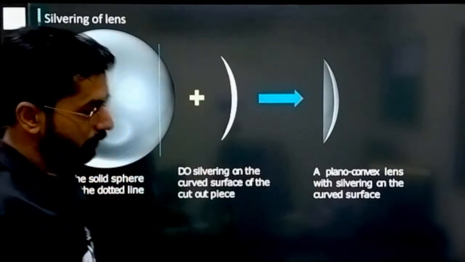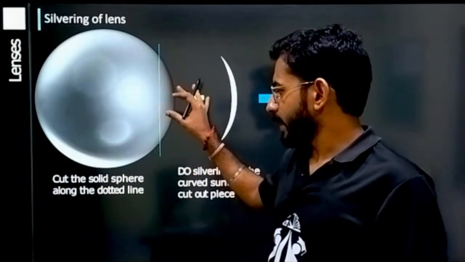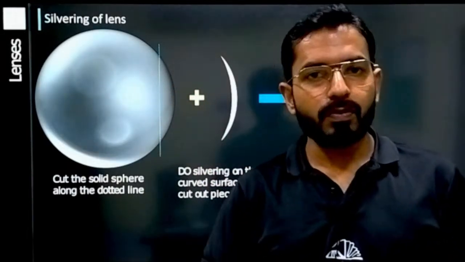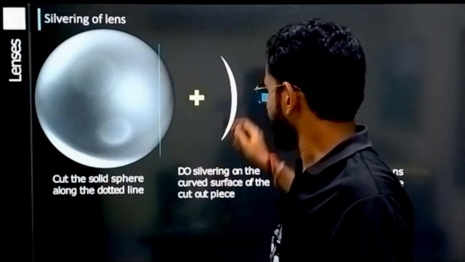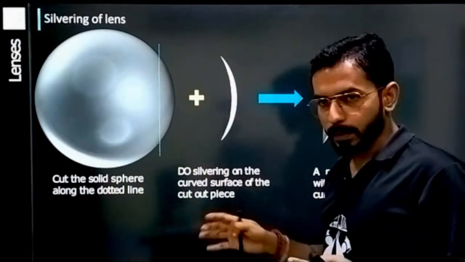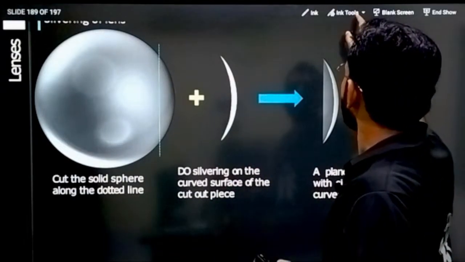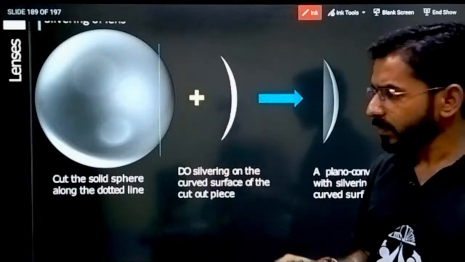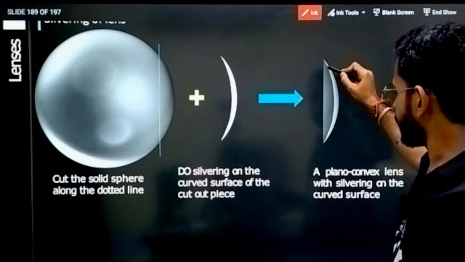Now see, the next concept is about silvering of a lens. Here we have taken a solid sphere. From the solid sphere we were making a lens, but what we have done now is painted the outer surface. Due to that, one side will become polished. Firstly, cut it and it will become a lens. It is a kind of lens. And this is the complete cross section that is drawn here.